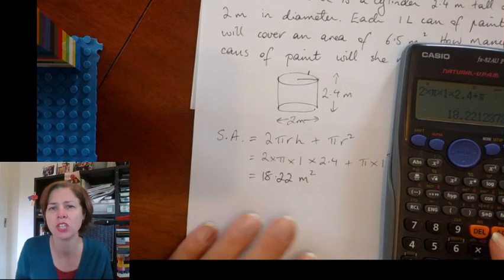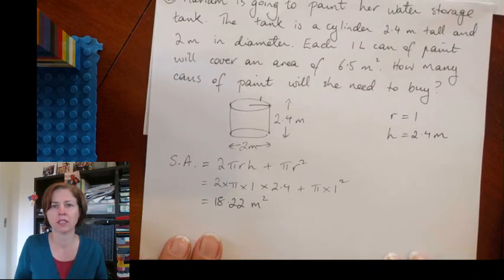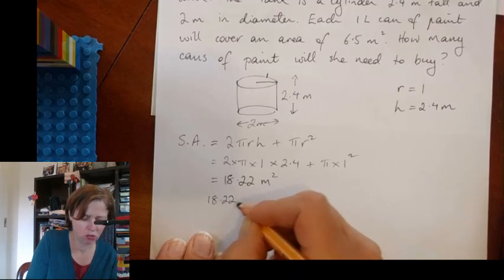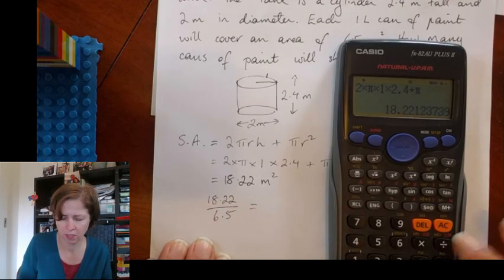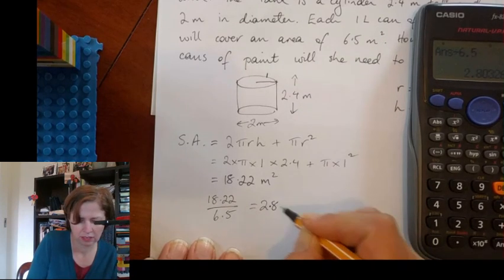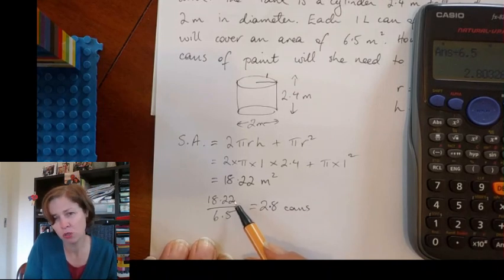But I haven't answered the question yet. How many cans of paint will she need to buy? Let's have a look. Each can of paint will cover an area of 6.5 meters squared. There's a couple of different ways to do this. I'm going to use division. So I'm going to go 18.22 divided by 6.5. And that gives me 2.8. So that's 2.8 cans, because 18.22 meters squared divided by 6.5 meters squared tells me how many cans of paint I need.